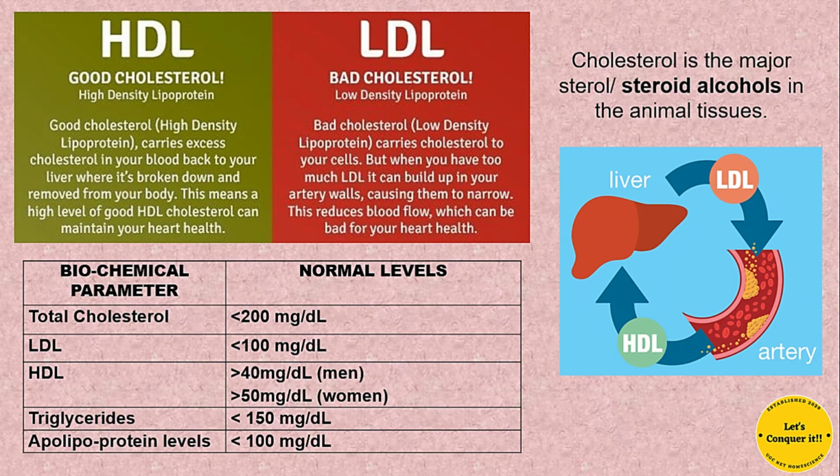Now this cholesterol can be divided into two important categories. First is HDL and there is LDL. Actually, there is one more category called VLDL, but we don't give that much importance to that. Now we'll see only about these two, HDL and LDL. HDL, if I expand it, is high density lipoprotein. This high density lipoprotein is also called good cholesterol. Now, LDL, that is low density lipoprotein, is also called bad cholesterol.